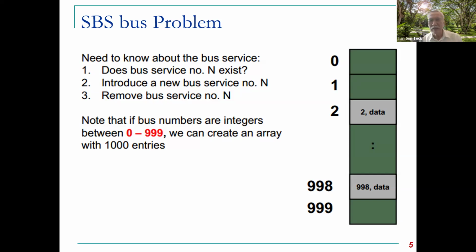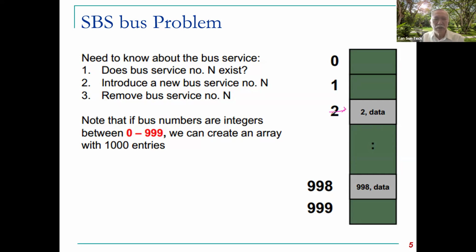So therefore, if that's the case, we can actually create an array of 1,000 items and then use the number of the bus service to be the index, and we can go directly to the entry and store the value inside there. Like for example, let's say bus number 2, we can put all this data inside here. So this one indicates that bus number 2 is actually in operation in Singapore.